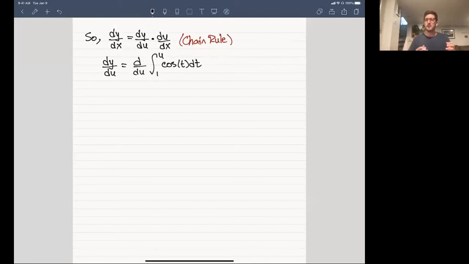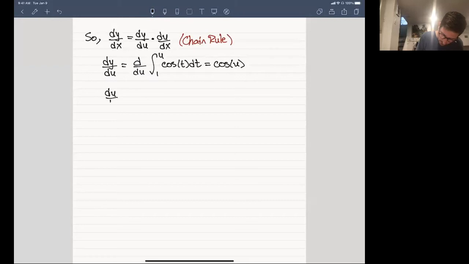I could have called it z. I could have called it p. I could have made up my own symbol. I could have drawn a giraffe and used that. It doesn't matter, right? It's just a placeholder for a number. And so this tells me that the derivative of y with respect to u is really just cos of u here, just applying the fundamental theorem of calculus.